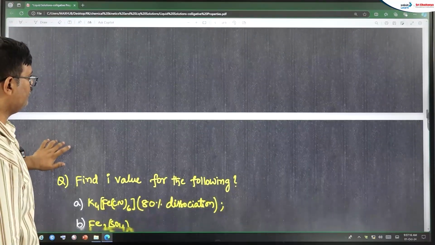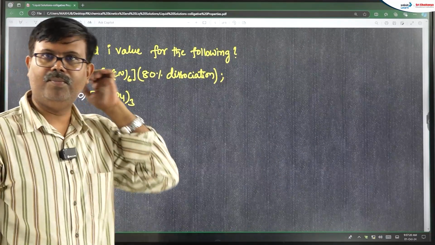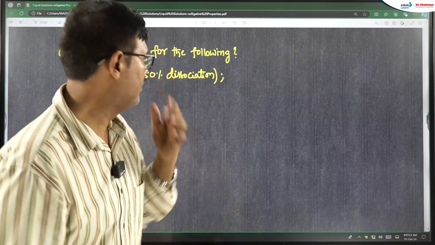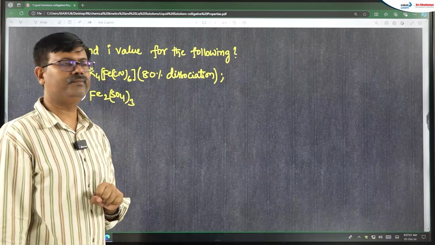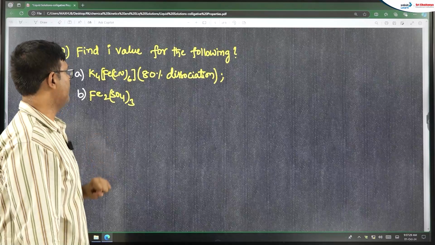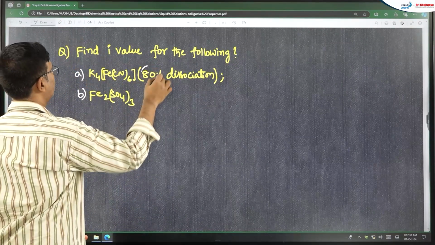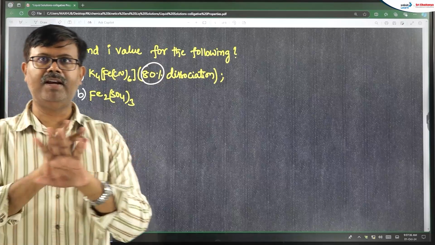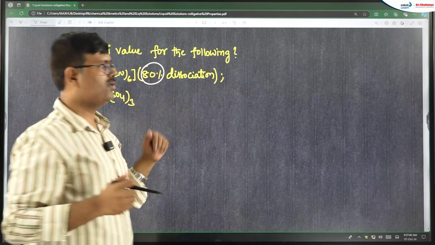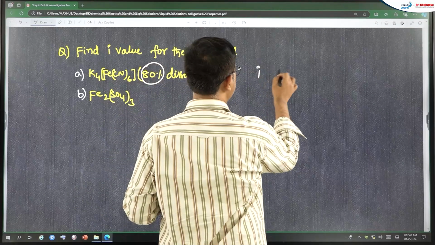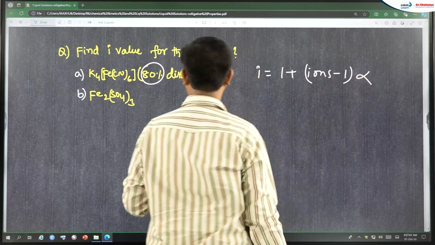Next, let's see a few problems on this. Find I value for the following. Here they have given 80% dissociation, which means dissociation is not 100%. We have to understand that. So if partial dissociation is there, what is the formula? I is equal to 1 plus (number of ions minus 1) into alpha.